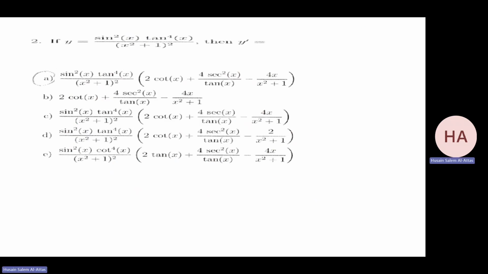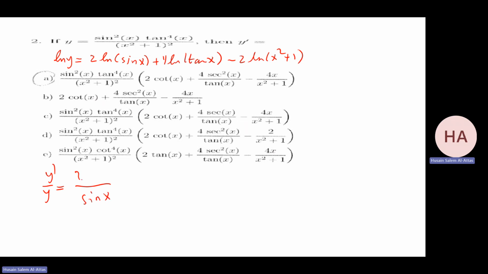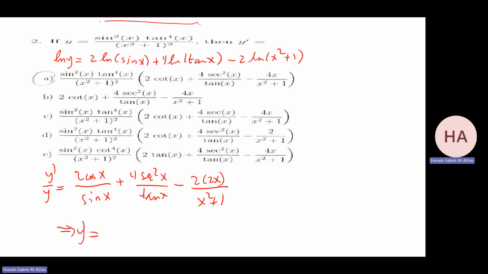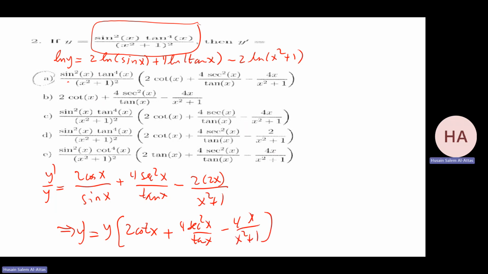Y equals this, find y prime. Very clear, I need to take ln y. If you do ln y, half ln y equals 2 ln sine x, let me do it right away, plus 4 ln tan x minus 2 ln of x squared plus 1. So differentiate, y prime over y. I have 2 cosine x over sine x, plus 4 secant squared x over tan x, minus 2 times 2x over x squared plus 1. So y prime will be y times 2 cosine x over sine x plus 4 secant squared x over tan x minus 4x over x squared plus 1. That is y.